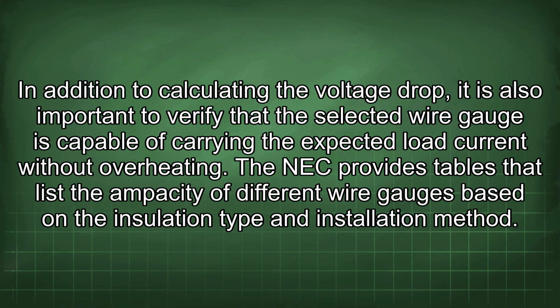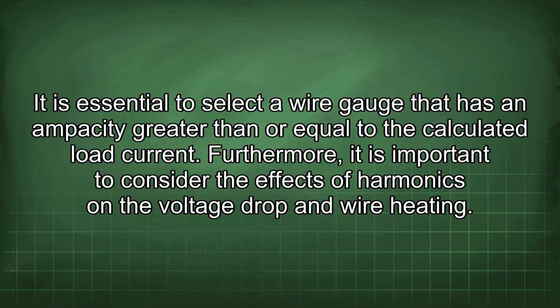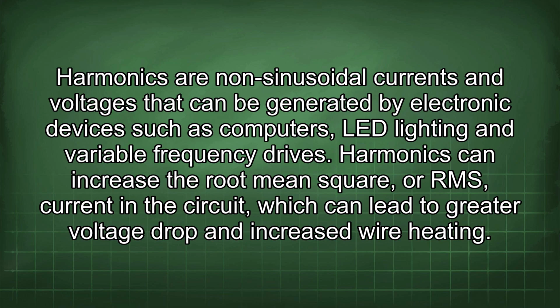The NEC provides tables that list the ampacity of different wire gauges based on the insulation type and installation method. It is essential to select a wire gauge that has an ampacity greater than or equal to the calculated load current. Furthermore, it is important to consider the effects of harmonics on the voltage drop and wire heating. Harmonics are non-sinusoidal currents and voltages that can be generated by electronic devices such as computers, LED lighting, and variable frequency drives. Harmonics can increase the root mean square, or RMS, current in the circuit, which can lead to greater voltage drop and increased wire heating.